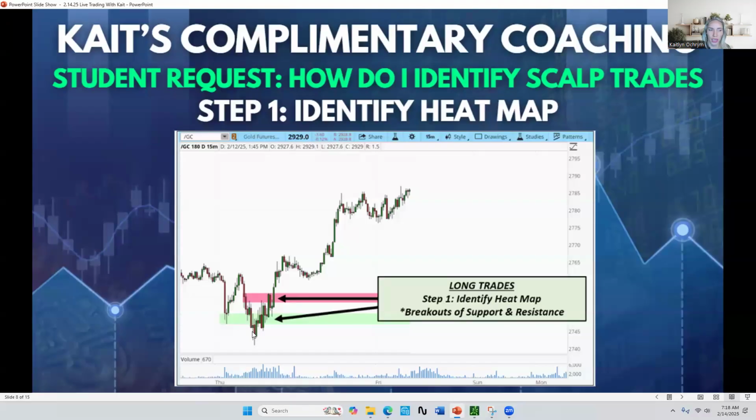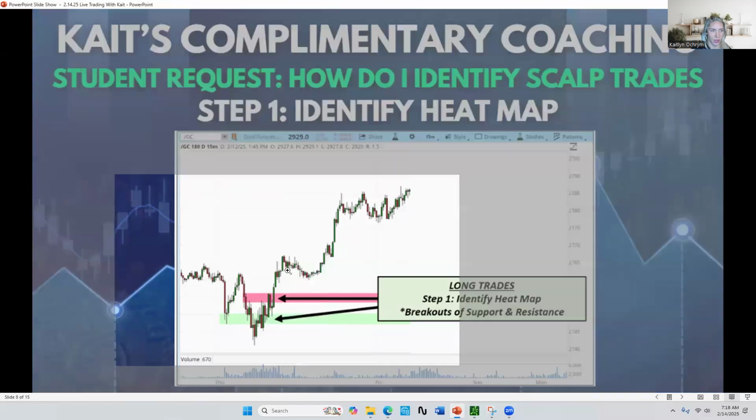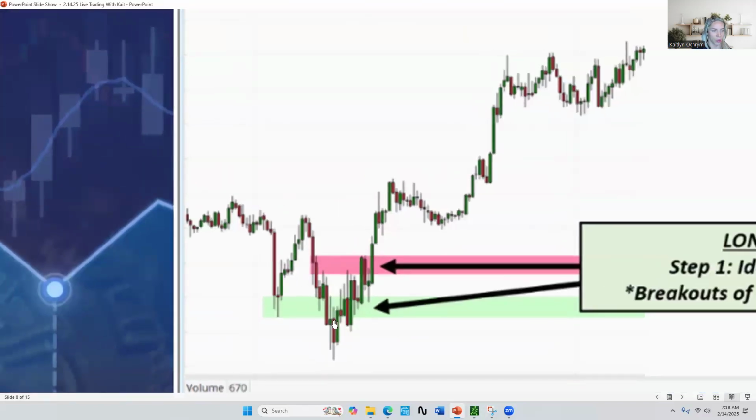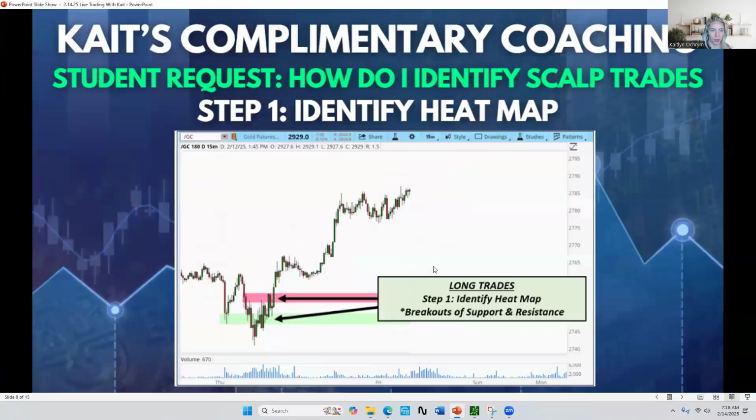We want to see a breakdown of support, which happened here on gold. Let me zoom in. Breakdown of support, followed by a breakout of resistance. We'll mark our support breakout with a green box and our resistance area breakout point with a pink box. So now we've got resistance and we've got support. That's what we consider the heat map.